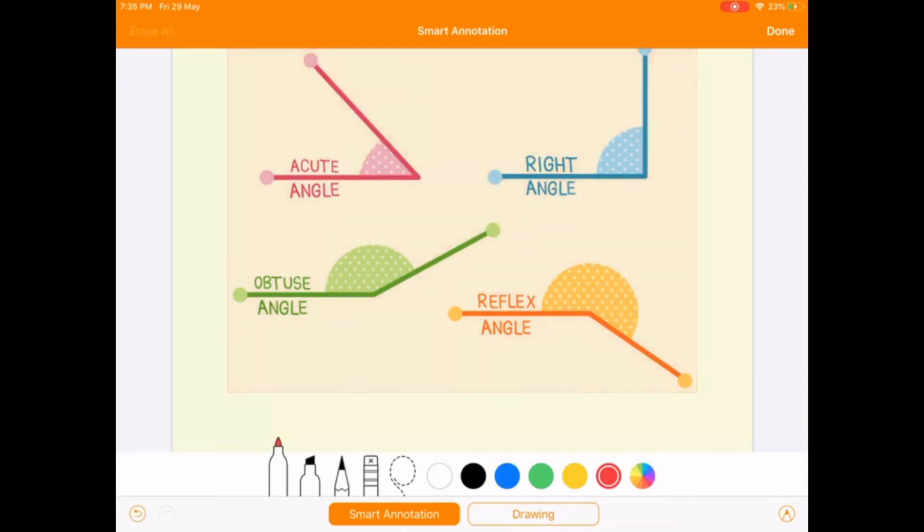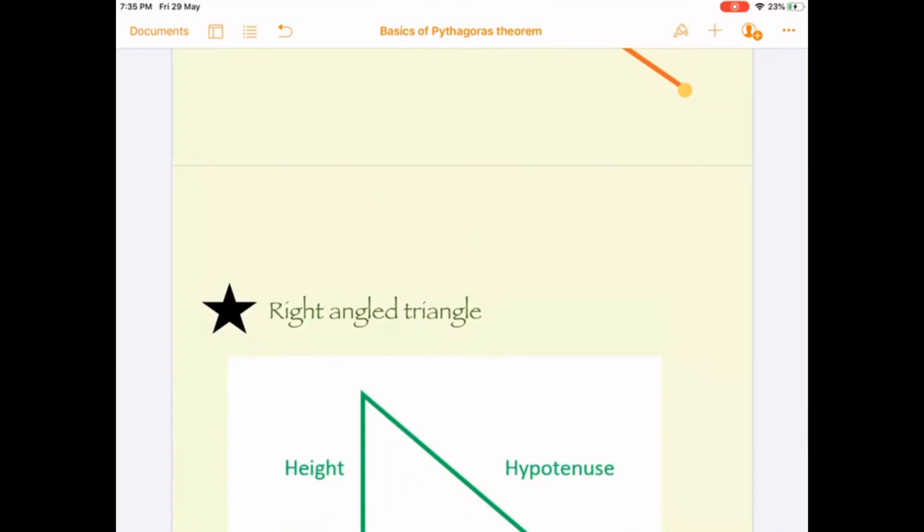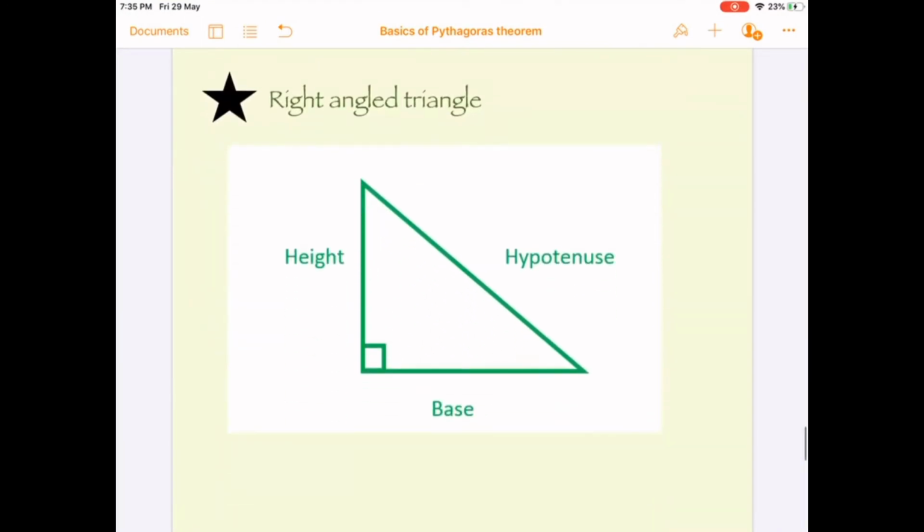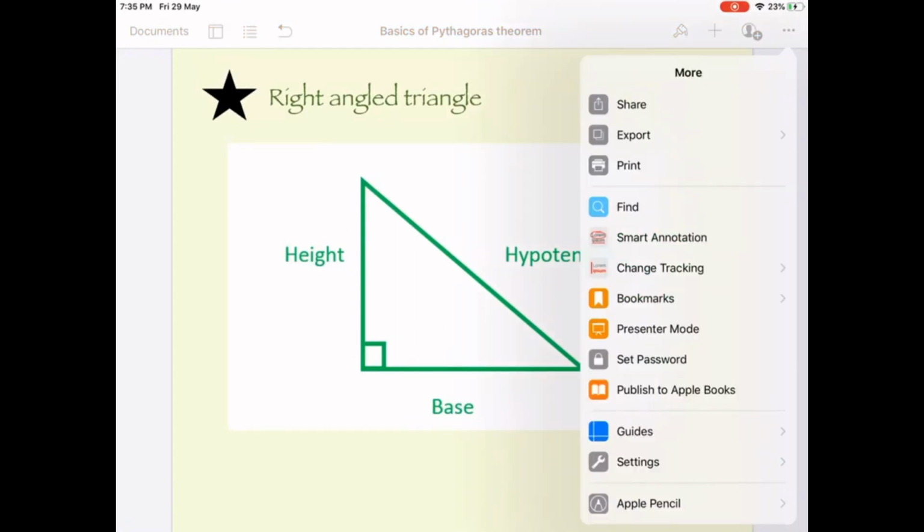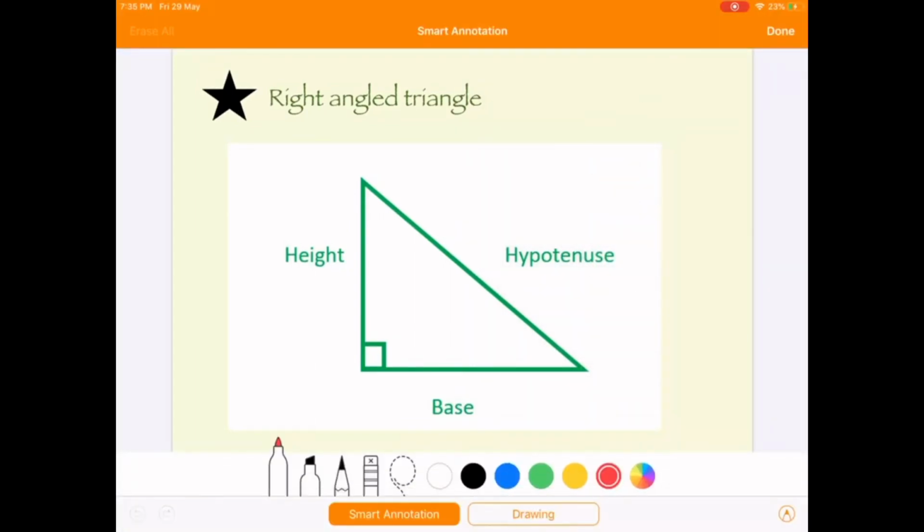Okay, now we are going to study the triangle, but first we are going to study the right angle triangle, because the Pythagoras theorem is based on the right angle triangle. Pythagoras theorem only applies to a right angle triangle. So let us study the right angle triangle in more detail. So this is a right angle triangle.